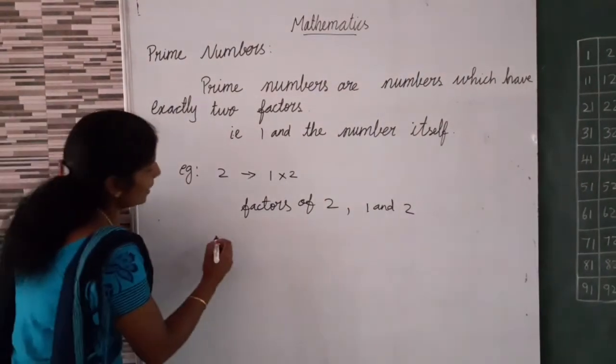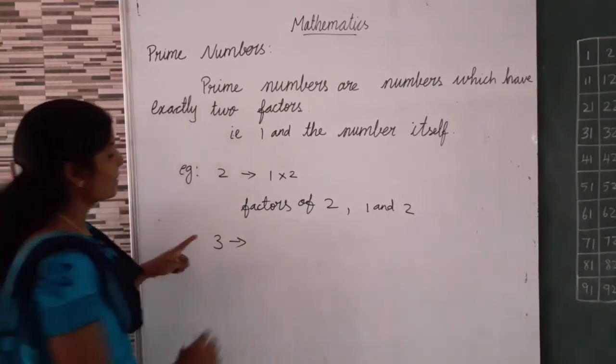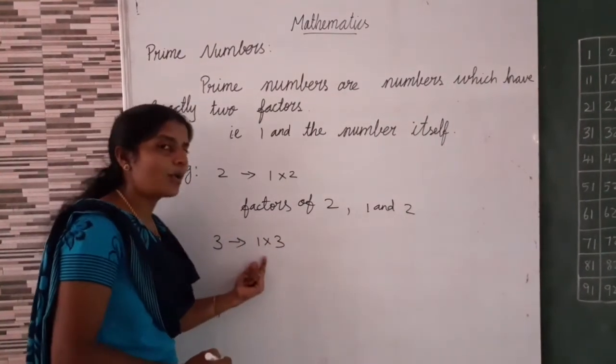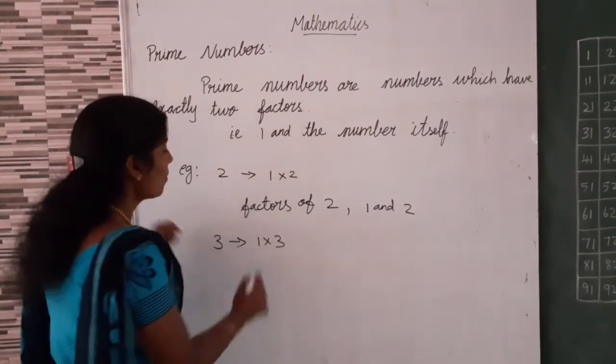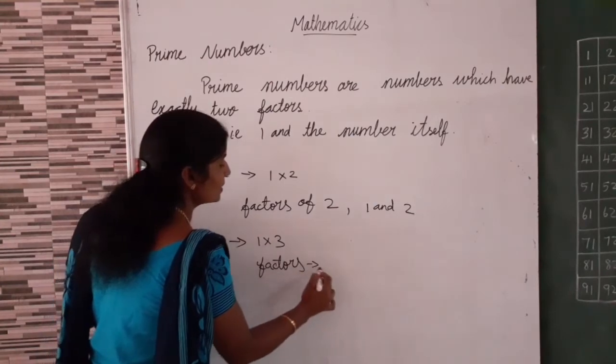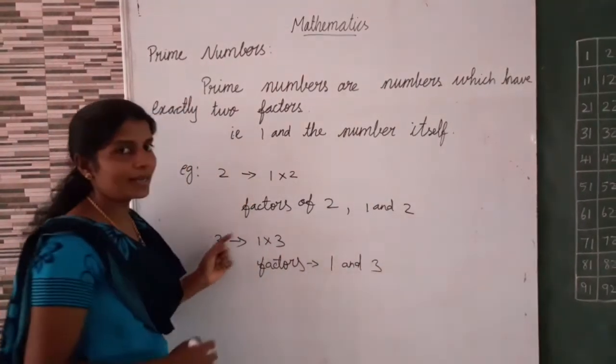Then next, one more example. Now we can write 3. What are the factors of 3? 1 table, 1 into 3, 3. Then 3 into 1, 3. That's all, isn't it? Factors of 3 are 1 and 3, that is 1 and the number itself.